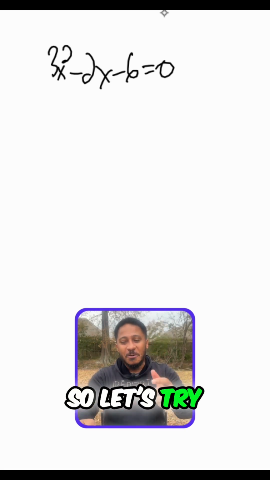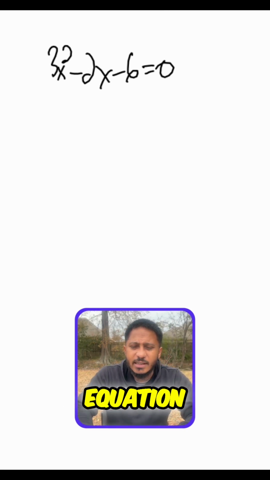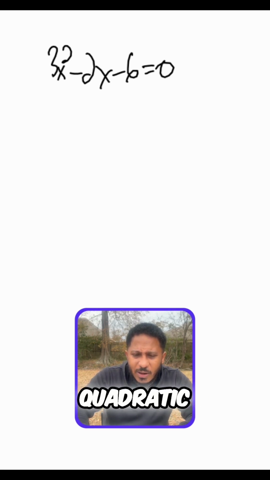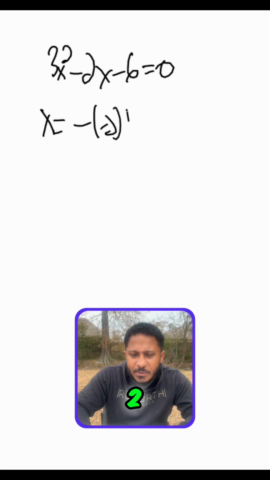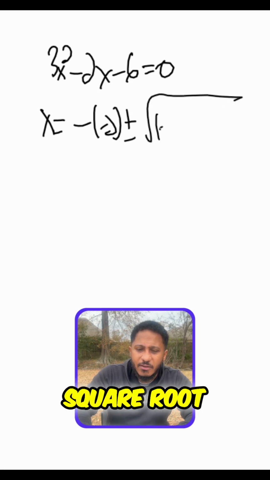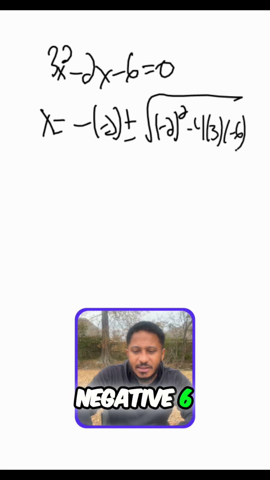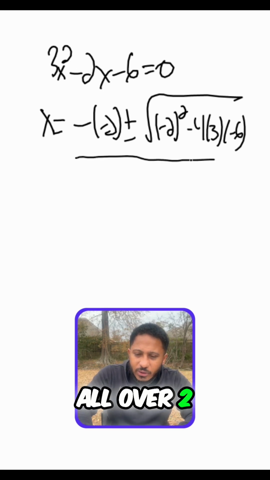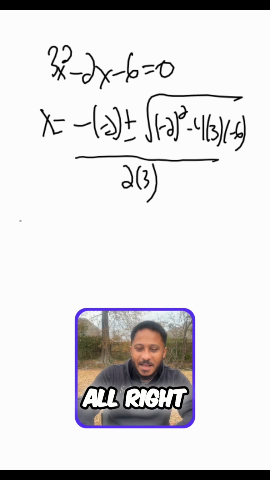All right, so let's try it again. We're using those coefficients from this quadratic equation. So here, that's the quadratic formula. x equals -b, so -(-2), plus or minus the square root of -2 squared minus 4 times 3 times -6, that's ac, all over 2a, all over 2 times 3. Okay, got it. I'm not going to sing it every time.